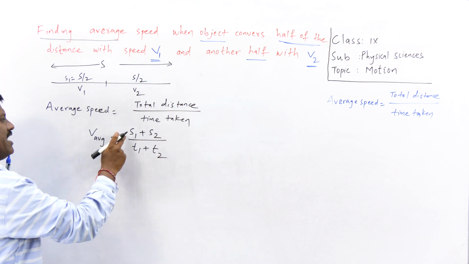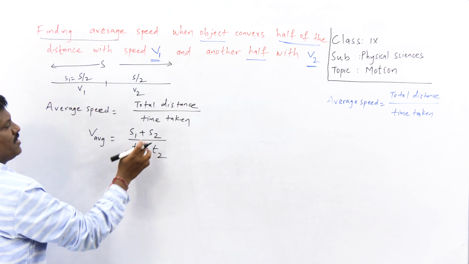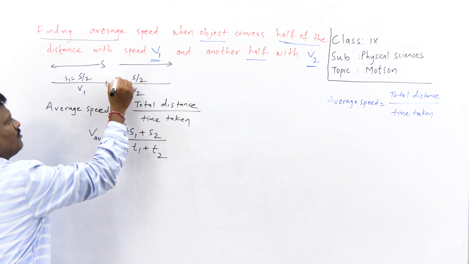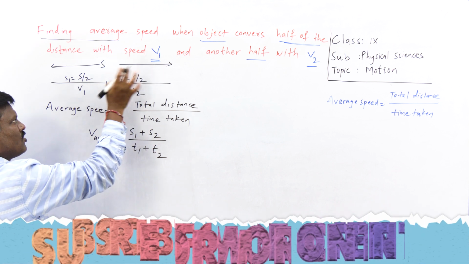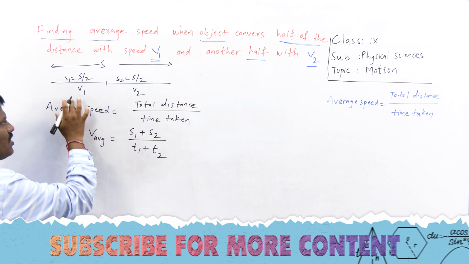Here, what is S1, the first distance? Half of the distance. What is S2, the second distance? The second distance is also half of the distance S. Now the T1 value and T2 value are not given here.